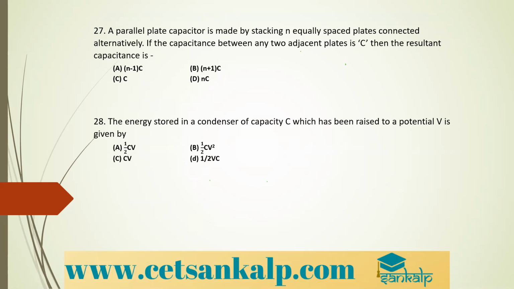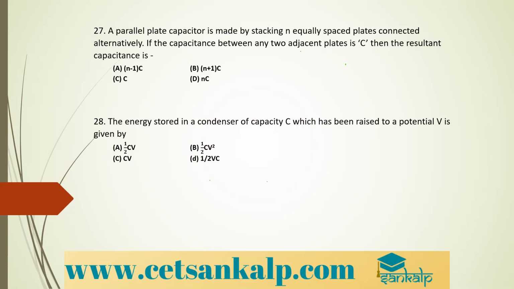Next question is, a parallel plate capacitor is made by stacking equally spaced plates connected alternately. If the capacitance between any two adjacent plates is C, then the resultant capacitance is, so here you need to calculate the resultant capacitance. How can we do it? The resultant capacitance is given by (N minus 1) into C. That is option A, the correct option.